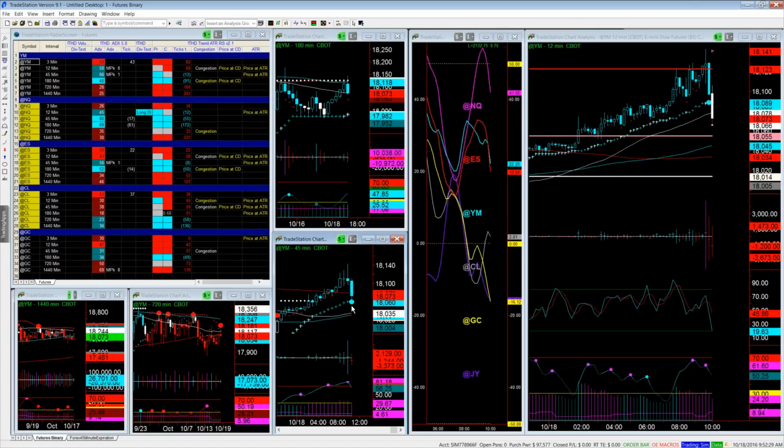See how you're getting that blue dot over here? The only thing that may push this down is the 180 because we're at the congestion dot and there's no buyers in that market. Any questions today, guys?